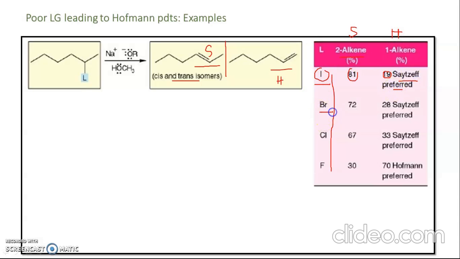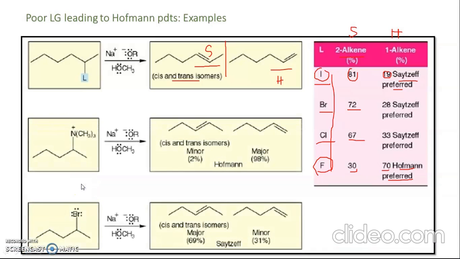When the leaving group is bromine, chlorine, then also see, though it is gradually decreasing, that is from 81, now it is 72, then 67, but still you have to see that it is the major, that is Saytzeff is winning over Hofmann. But now when you have reached fluorine, now it is 30 and 70. So now it is Hofmann preferred. Okay, so as we are gradually moving from iodide to bromide to chloride to fluoride, gradually our Hofmann product is increasing.